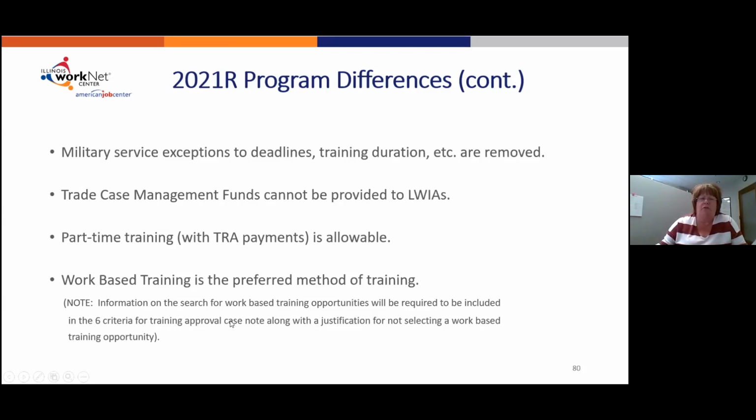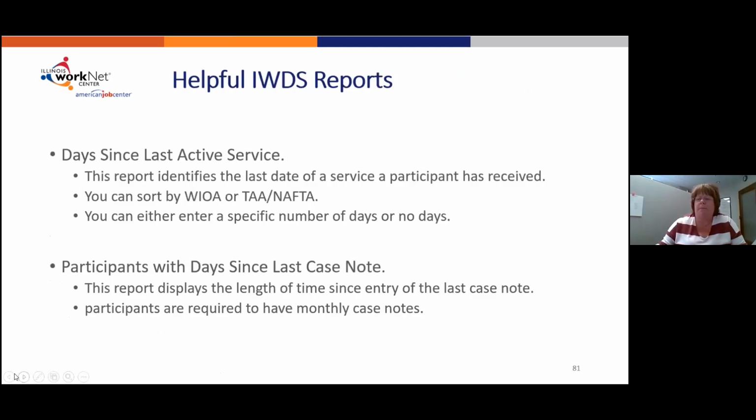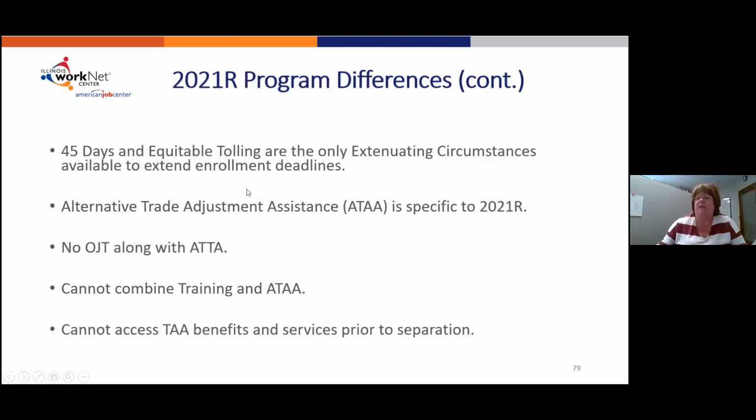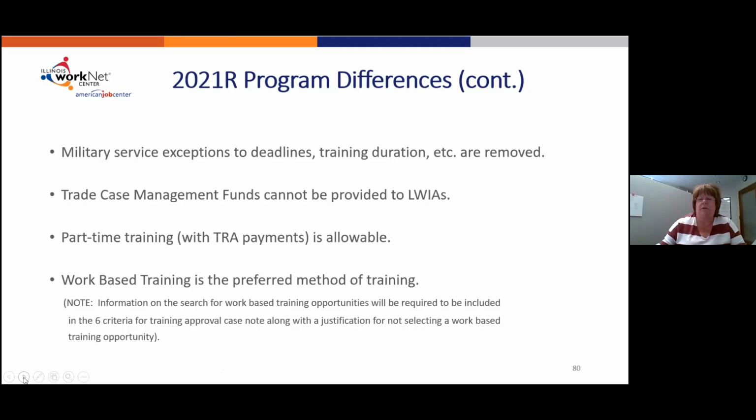Information on the search for work-based training will be required to be included in a 6 criteria case note, along with a justification for not selecting a work-based training opportunity, if that's the case. That will be required for anyone who falls under this. And something I did not mention is these 2021R participants will be served under petitions 98,000 plus. That is the key thing to remember. If they are being served under 98,000 plus, that is a 2021R participant.